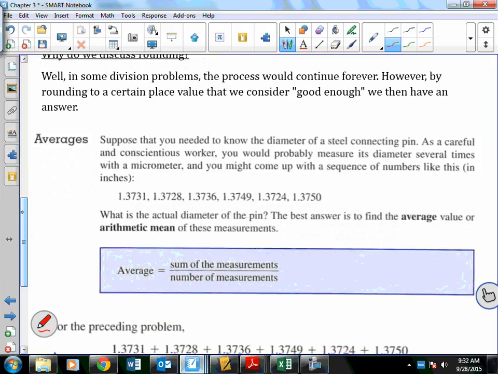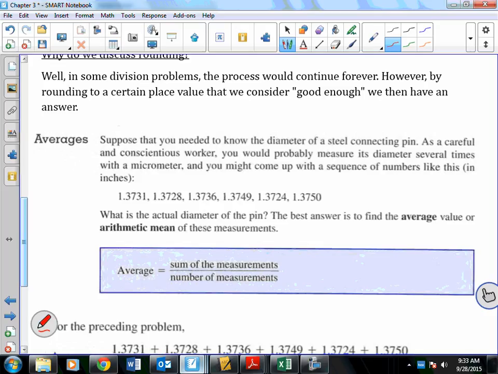So suppose that you needed to know the diameter of a steel connecting pin. As a careful and conscientious worker, you would probably measure its diameter several times with a micrometer, and this is something that we'll do here in a couple of chapters. When we do the measurement chapter, chapter 5, we'll look at all the variety of tools that we have available to us to measure things. One of them is a micrometer.